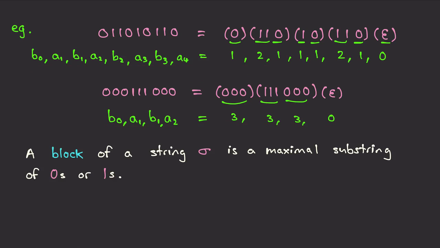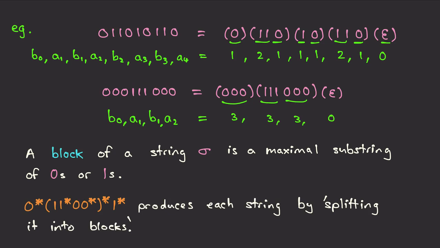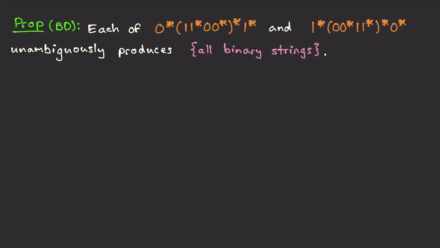The formal definition is that a block of a string is a maximal substring consisting of zeros or ones. For instance, the first example here has 7 blocks, and the second example has 3. This regular expression we looked at produces each binary string by splitting it into blocks. Here's the statement again of the block decomposition proposition. It says that both of these two expressions unambiguously produce the set of all binary strings.